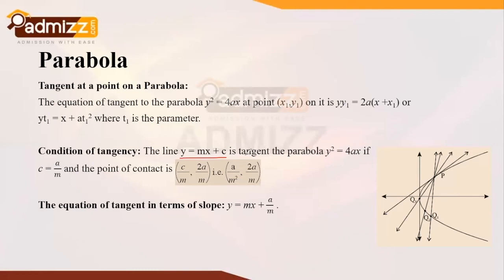So we need to check whether this line is a tangent to the parabola or not. For that, y square is equal to 4x is the parabola offered to us. So the condition to check whether this line y is equal to mx plus c is a tangent or not.